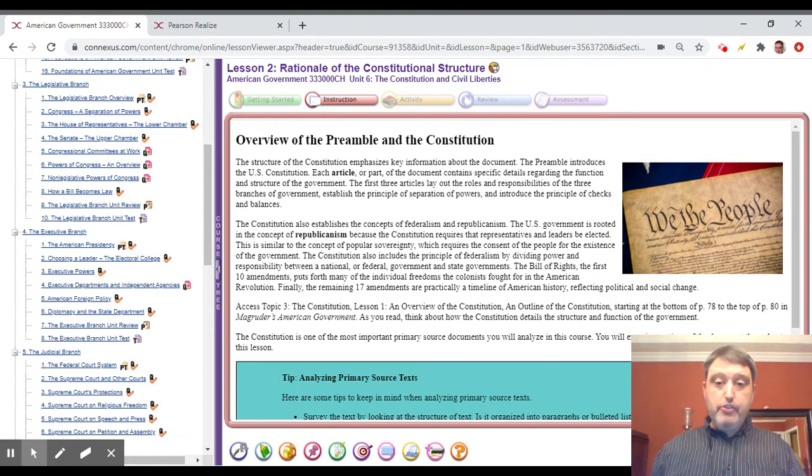The Bill of Rights is the first 10 amendments to the Constitution. It puts forth many of the individual freedoms that the colonists had fought for in the American Revolution. And then finally, the remaining 17 amendments are a kind of timeline of American history reflecting political and social change. All right. So we're going to go through that here, and we're going to talk briefly about the different sections of the Constitution.